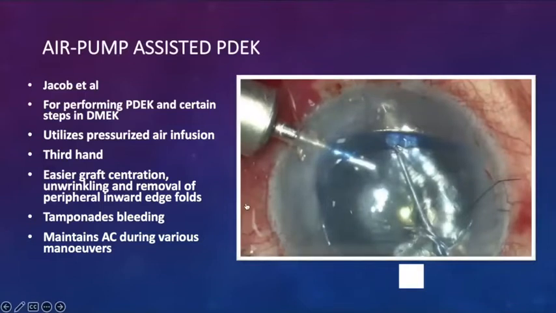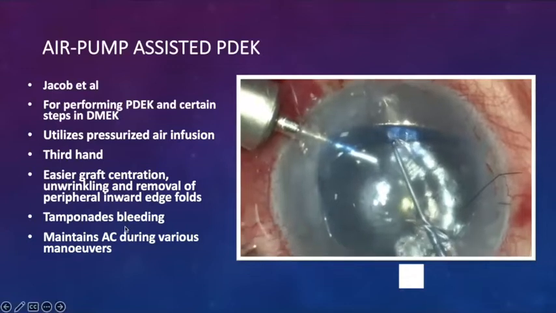So air pump assisted PDEK allows you to perform PDEK and certain steps also in DMEK. So if you're finding DMEK difficult, you could also utilize it for doing a few DMEK techniques. It utilizes pressurized air infusion. It acts as a third hand within the anterior chamber, allows easier graft centration, unwrinkling, and removal of peripheral inward edge folds. It tamponades any bleeding in the anterior chamber, which is a huge help because you don't get this fibrinous atmosphere in the AC, and it also maintains the AC during various intracameral maneuvers.